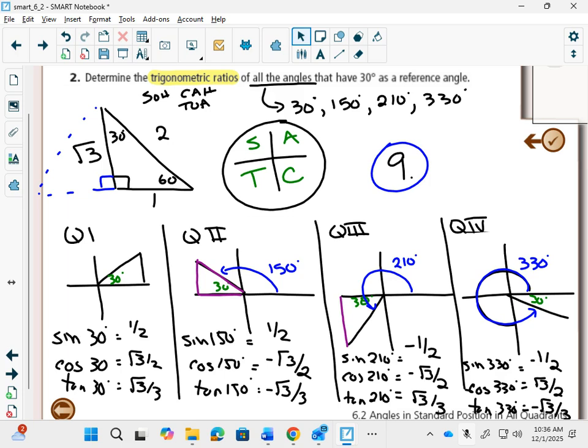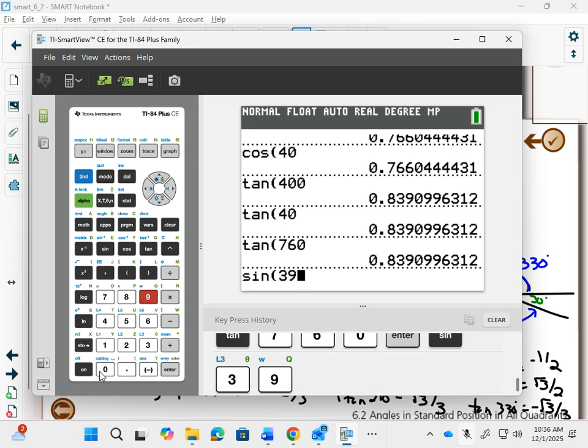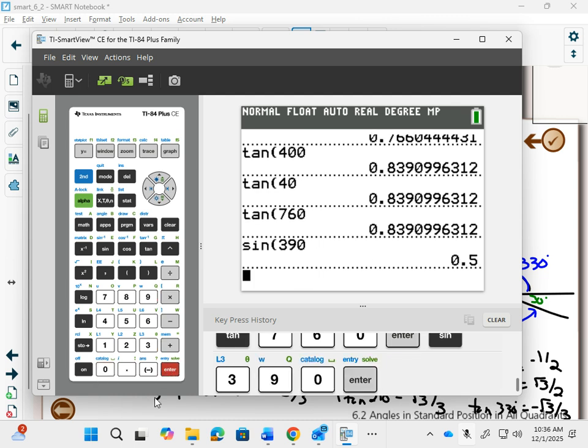Heck, we could go beyond this and even go past 360 degrees. You could find sine of 390 degrees, 1/2. Check it out. Was I right, my calculator? Yeah, I feel like we made it harder. Sine of 390, it is 1/2.